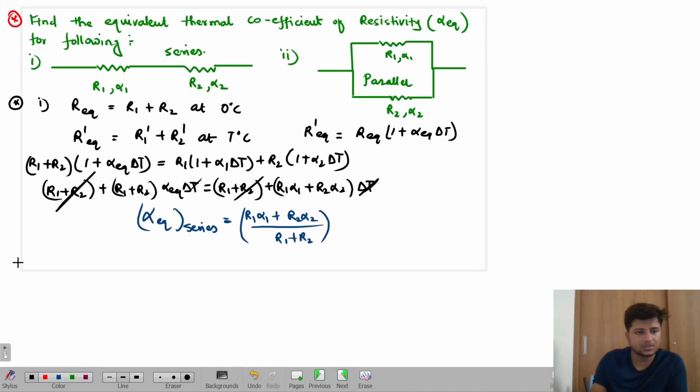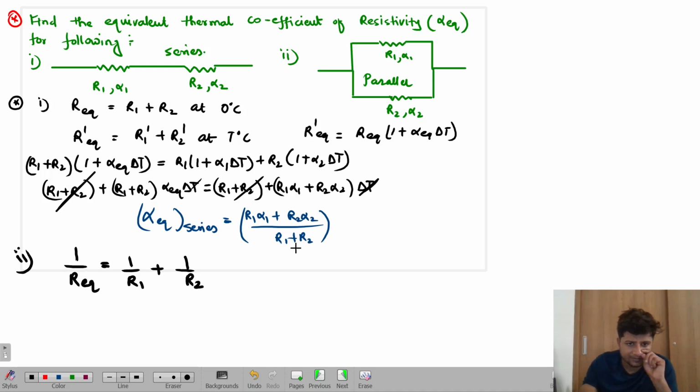For the second one, parallel. In parallel, once again, same thing, let us consider. But here 1 by R equivalent I need to write now, which is 1 by R. So in parallel connection, 1 by R equivalent is 1 by R1 plus 1 by R2, isn't it? In parallel connection, this is my R equivalent formula, na?